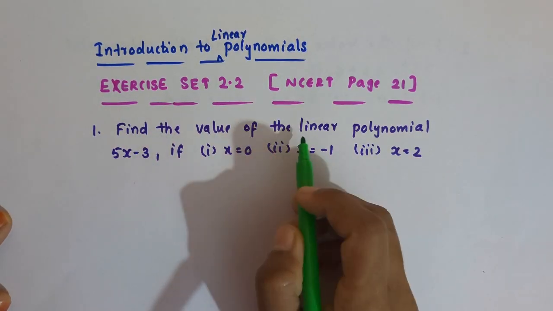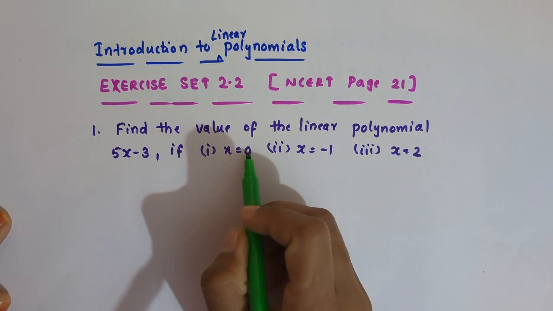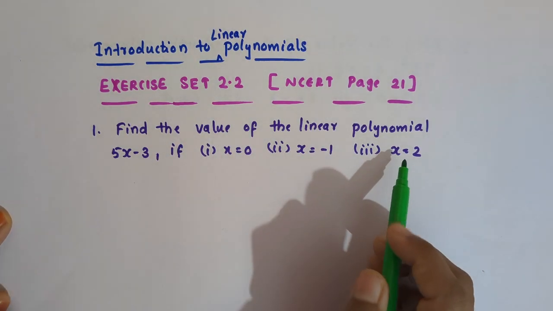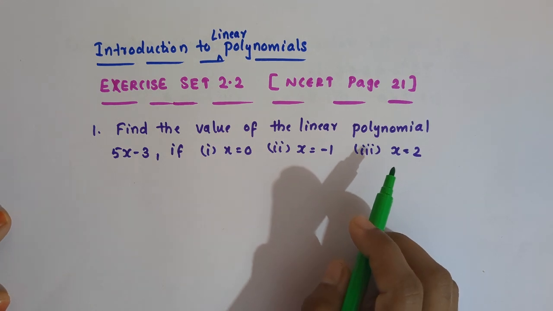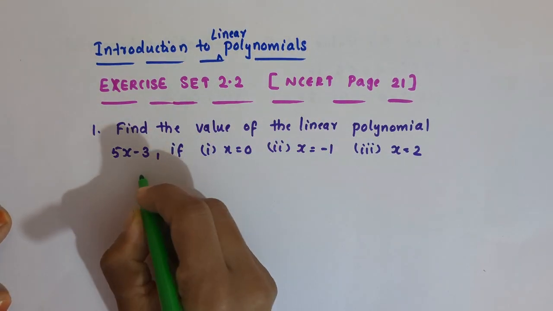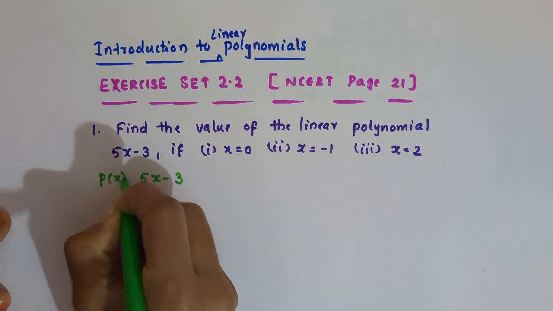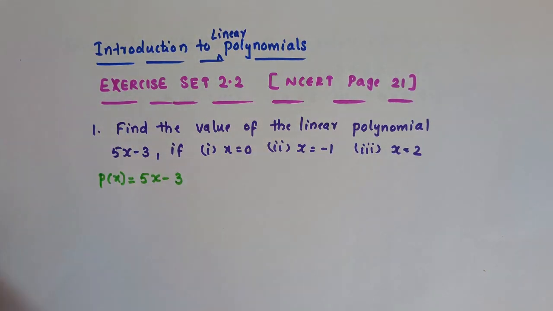Find the value of the linear polynomial 5x minus 3 if x equal to 0, x equal to minus 1 and x equal to 2. So you see, we have already discussed about the linear polynomials in our previous videos which will be available in the channel. So you see, here the linear polynomial given is 5x minus 3. So let us take this polynomial as p of x. So p of x is equal to 5x minus 3.